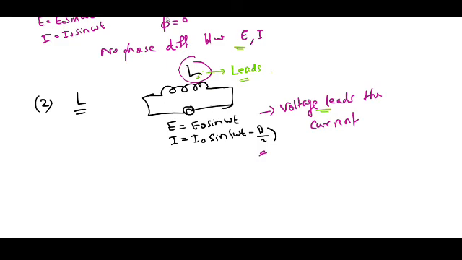Voltage leads the current. ലീഡ് ചെയ്യുന്ന ഫാക്ടർ പോസിറ്റീവ് y ആക്സിസിൽ, കറണ്ട് ഇവിടെ ഈ ആക്സിസിൽ. അതായത് നമ്മുടെ ഫേസർ ഡയഗ്രാം ഇങ്ങനെ ആയിരിക്കണം. That is, phi is equal to pi by 2.